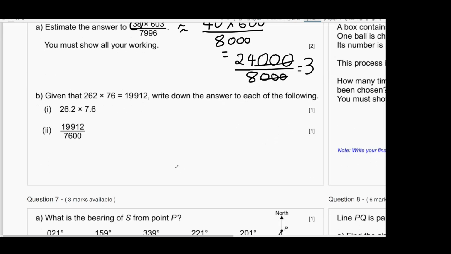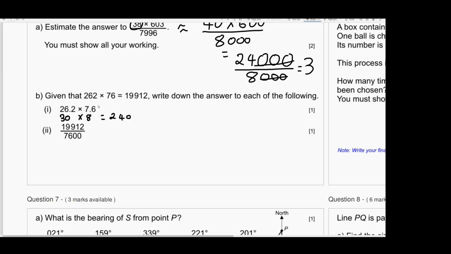This question is using number facts. We are given that 262 times 76 is 19,912. Work out 26.2 times 7.6. So let's do a little estimate, right? 26.2 is roughly 30. 7.6 is about 8. If you multiply those, you would get 240.